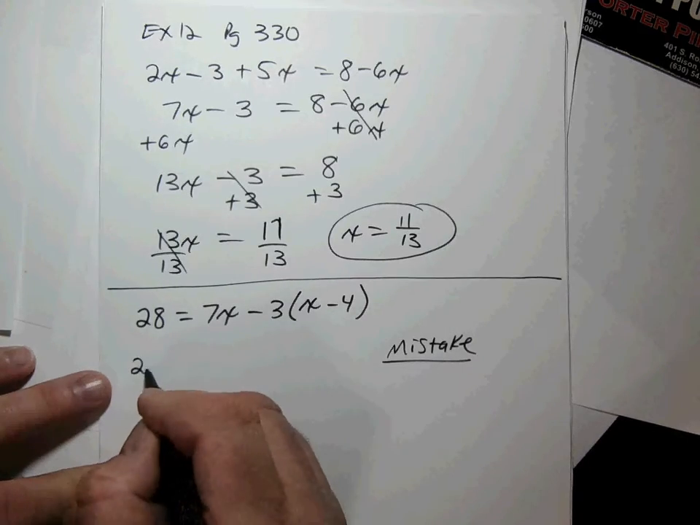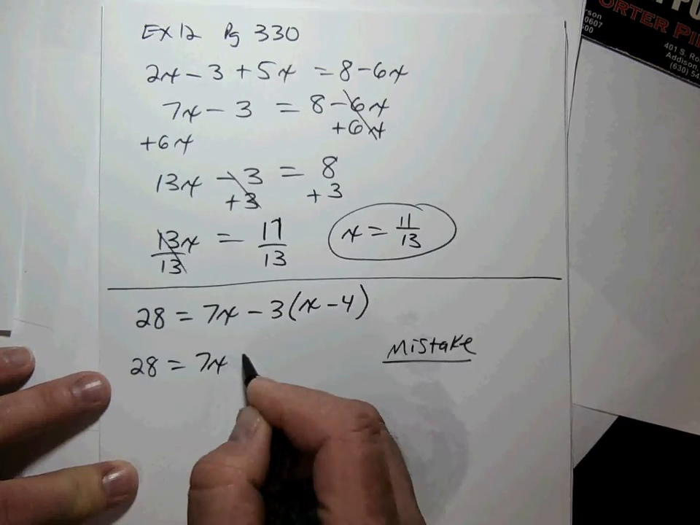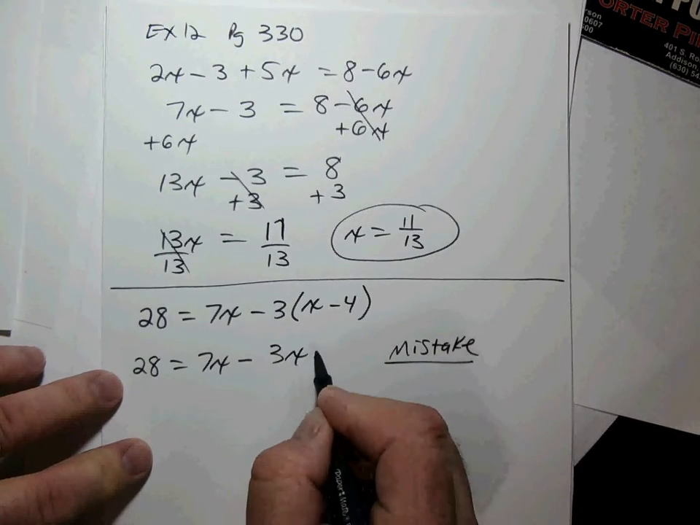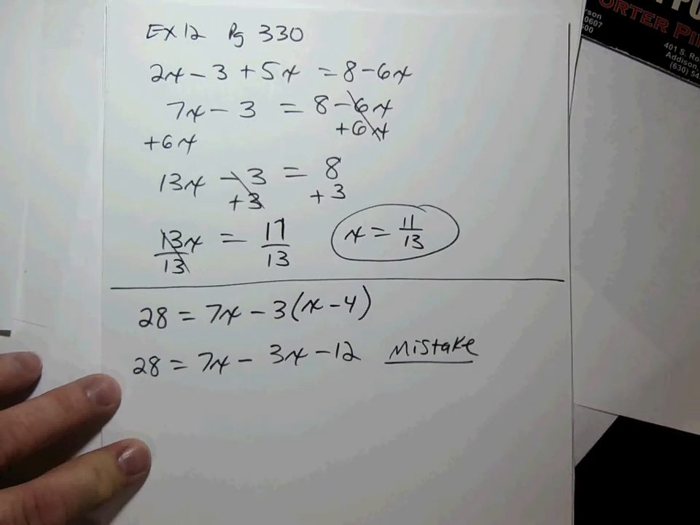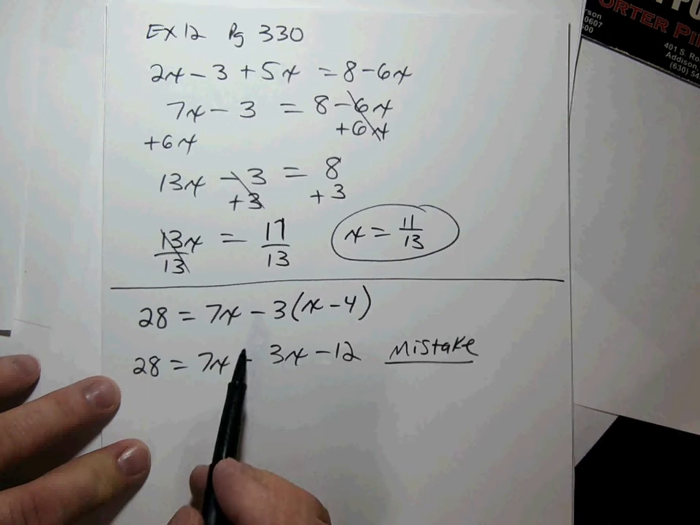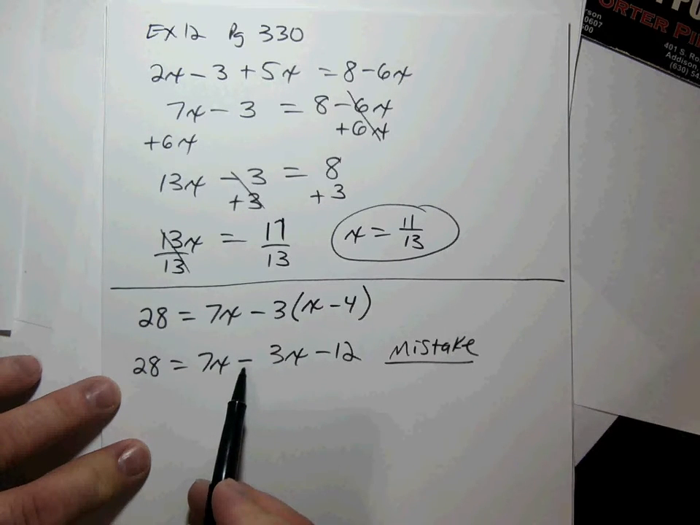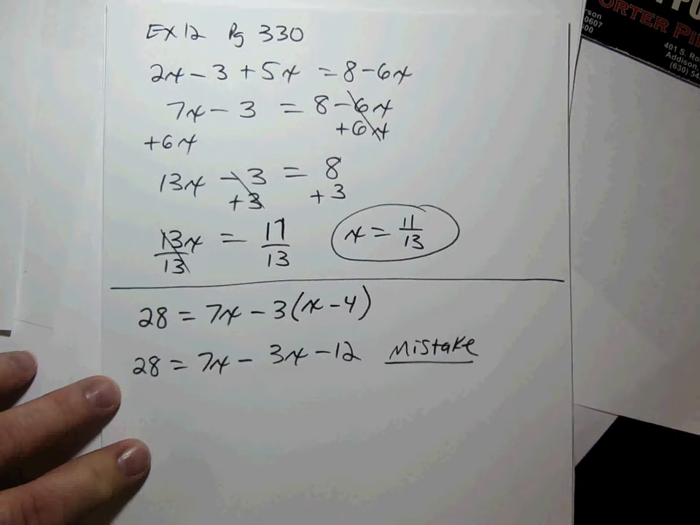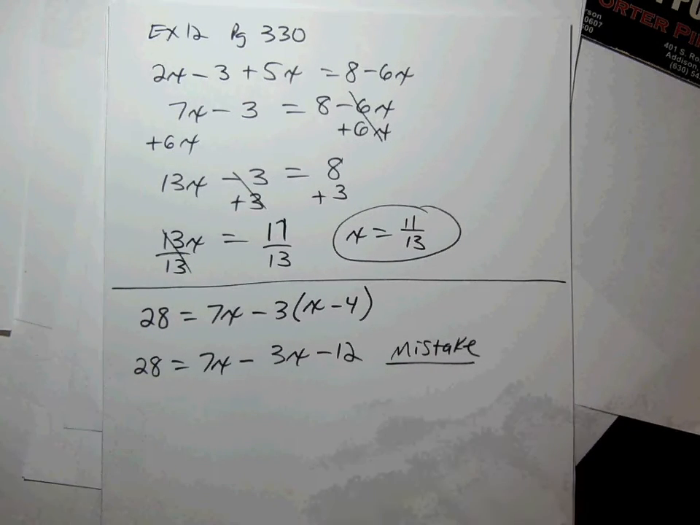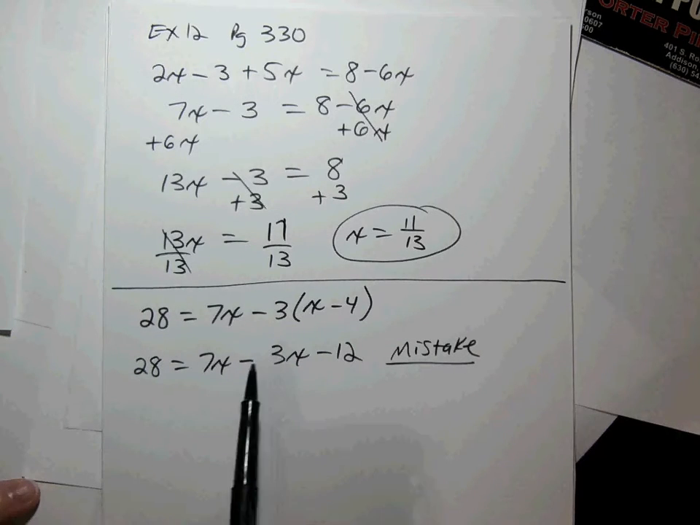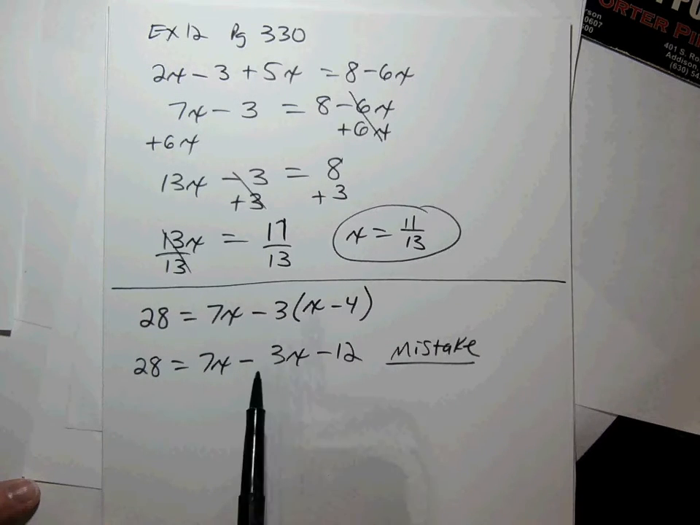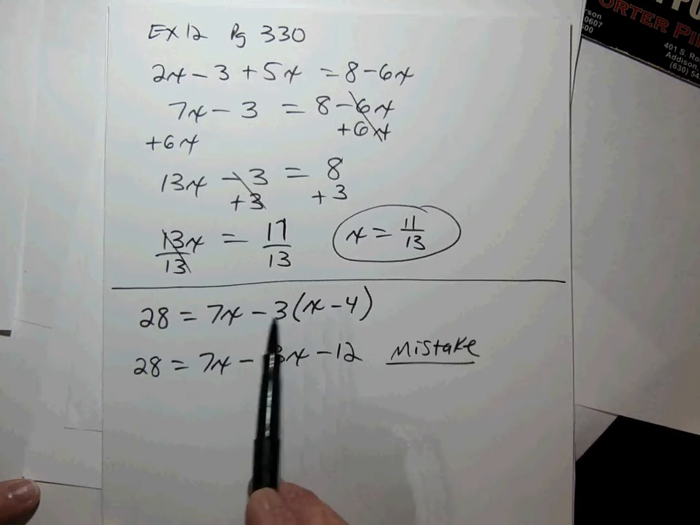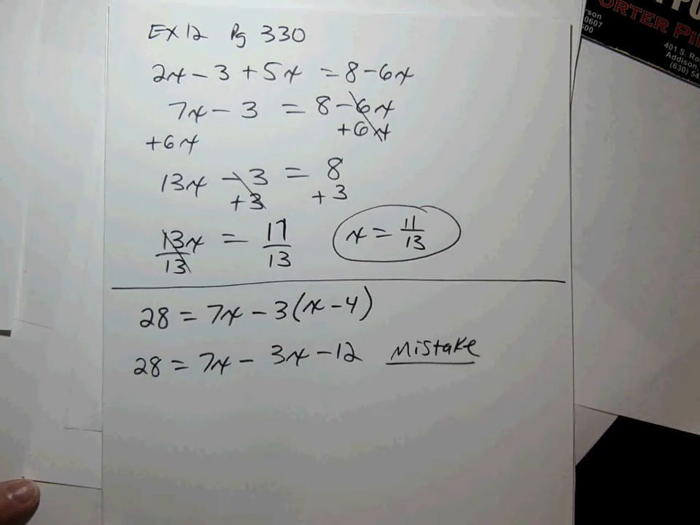Okay, 28 equals 7x. I'll bring down the minus, and then I'll distribute, and I'll get 3x minus 12. Okay, that's a mistake. I can't bring down the minus unless I'm going to leave the parentheses in there, and I don't want to leave the parentheses in there. I'm trying to simplify and get rid of the parentheses, you see? So it really should have been a -3x, which it still is, a -3x. However, negative times negative, it should have been a positive 12.